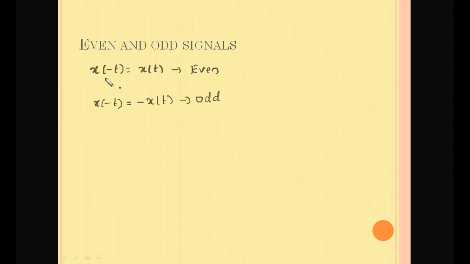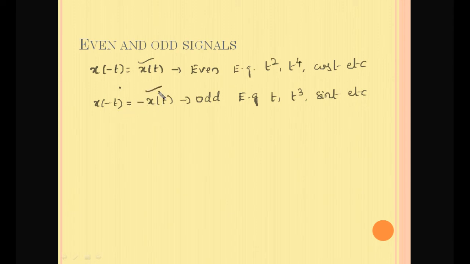When I say x of minus t is equal to x of t, the common examples that come to mind are t square, t power 4, cos t, etc. Whereas for odd signals, they are t, t cube, sin t, etc. If you look at these signals, in place of t, if we substitute minus t, the resulting function will be the same as the original function. Whereas here, if we substitute t equal to minus t, the resulting function will be minus of the original function.